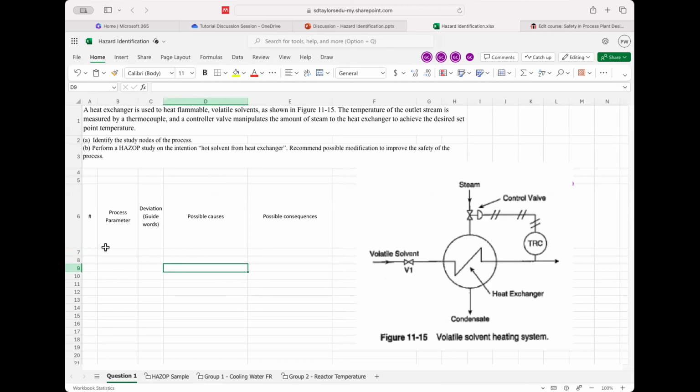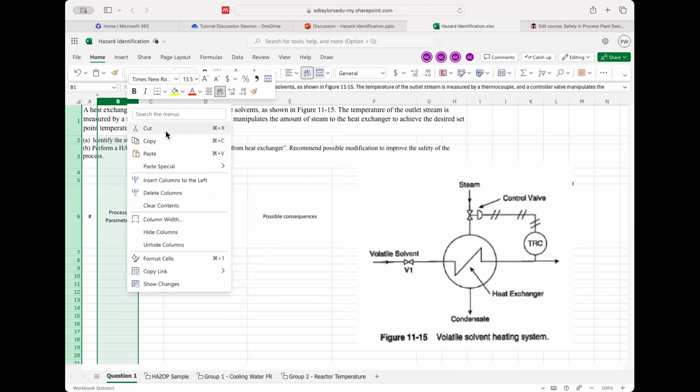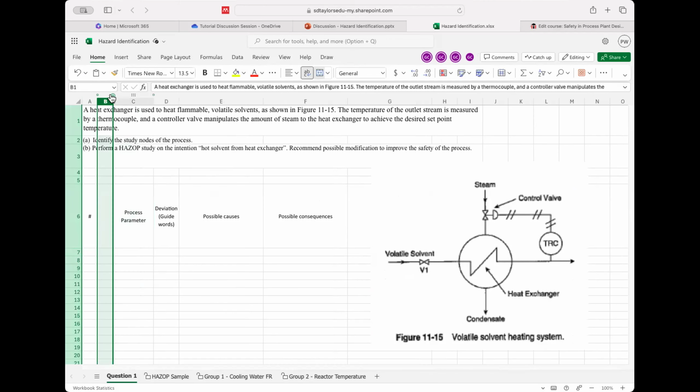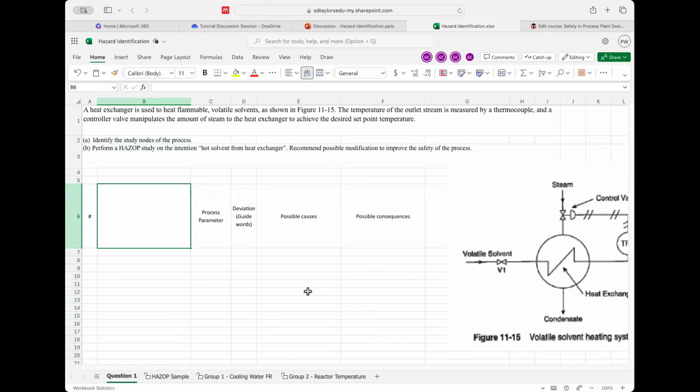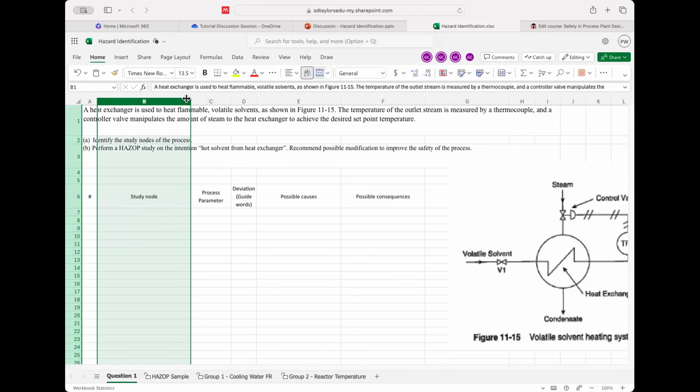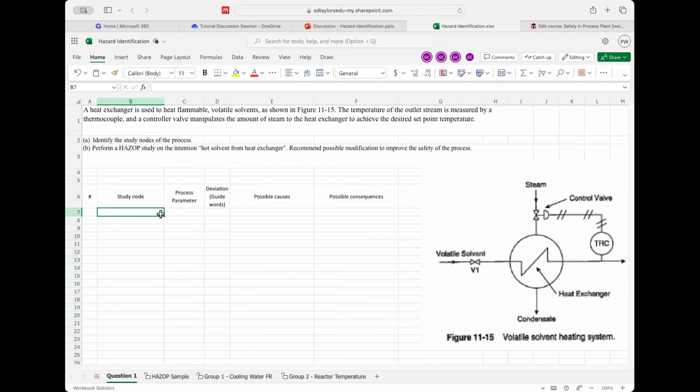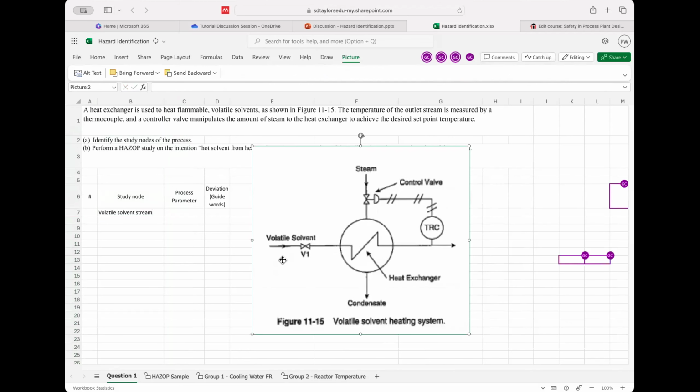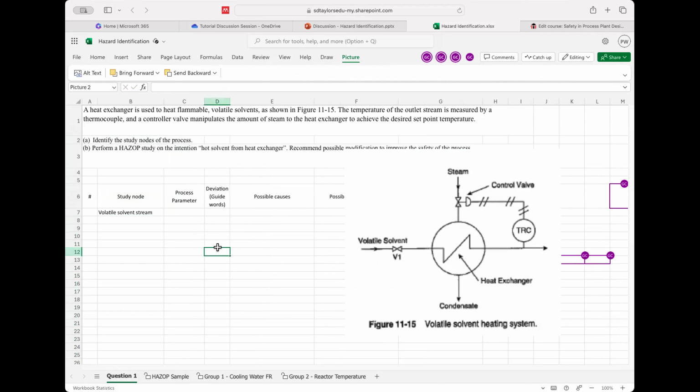So if I were to put this like what we have just now, let me insert a column to the left. Study note. The study note here will be your volatile solvent stream, meaning we only focus on that. That includes one of the valves here and also the temperature control system.